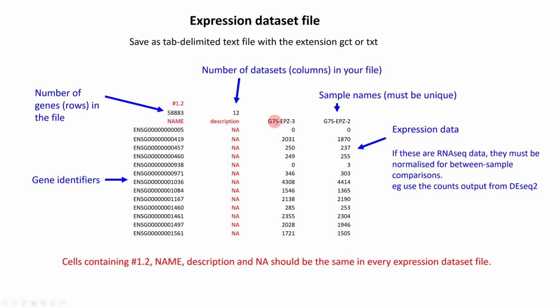The next headings will be your sample names. Don't use any spaces or unusual characters, just use numbers and letters, and each of these sample names must be unique. Then for each sample, for each gene, you have your expression data. If these are RNA-seq data, they must be normalized in order to compare different samples. So for example, if you've been using DESeq2 software, use the counts output from that.